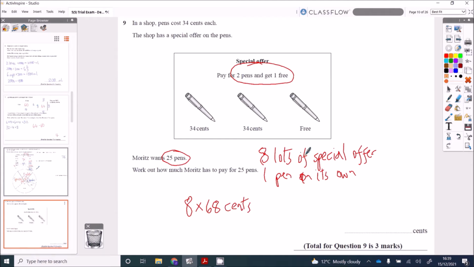That gives me 24 pens, and then the last pen I've got to go and buy, paying my 34 cents. So 8 lots of 68 is 544 plus the 34 cents is 578 cents.